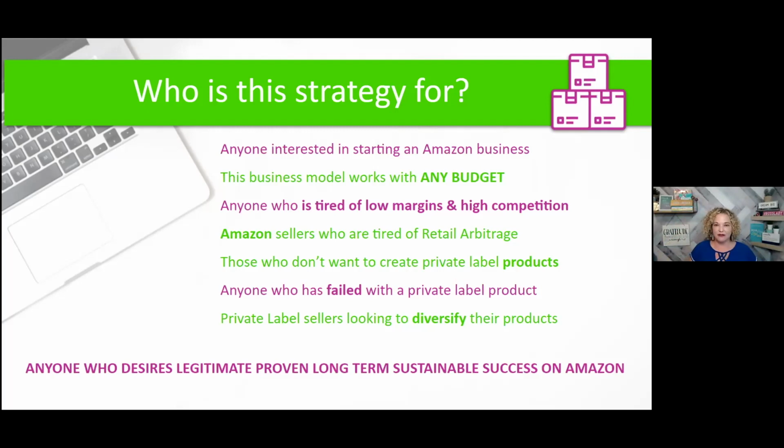that's always a fun word, right? Diversify. What even does that mean? It just means getting money from different places and not banking on one income stream to pay the bills. But desiring a legitimate, proven, long-term sustainable success on Amazon. Yes, that's a mouthful, but that is the truth.